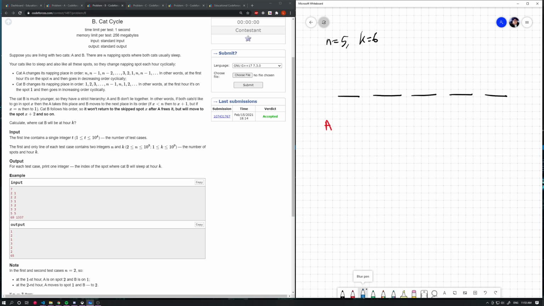You have A, which I'm going to do in red, and you have B, which I'm going to do in blue. What red does is it starts at the back, and blue starts at the front. This is at time 1, since they index from 1. Then at each step, B moves up and A goes back.